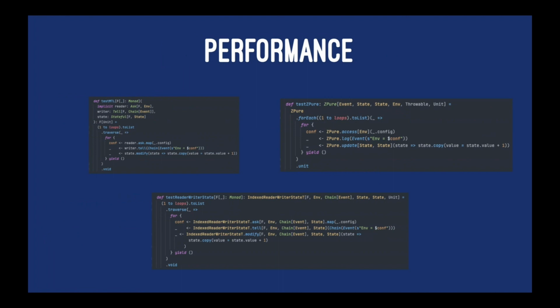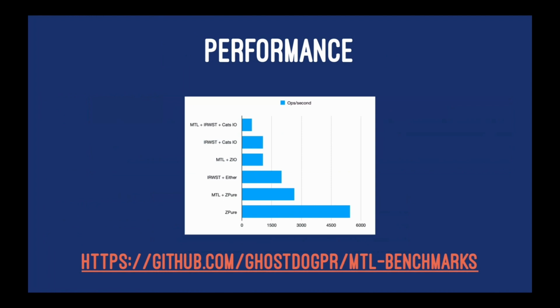So the benchmark that we did is just reading the environment, lifting some event, and modifying the state a bunch of times in a loop. And similarly to the previous benchmark, it's almost the same result. ZPure is way, way faster. And as I said, this is not just a benchmark for the sake of a benchmark. We observed similar improvements in production when we did those replacements.